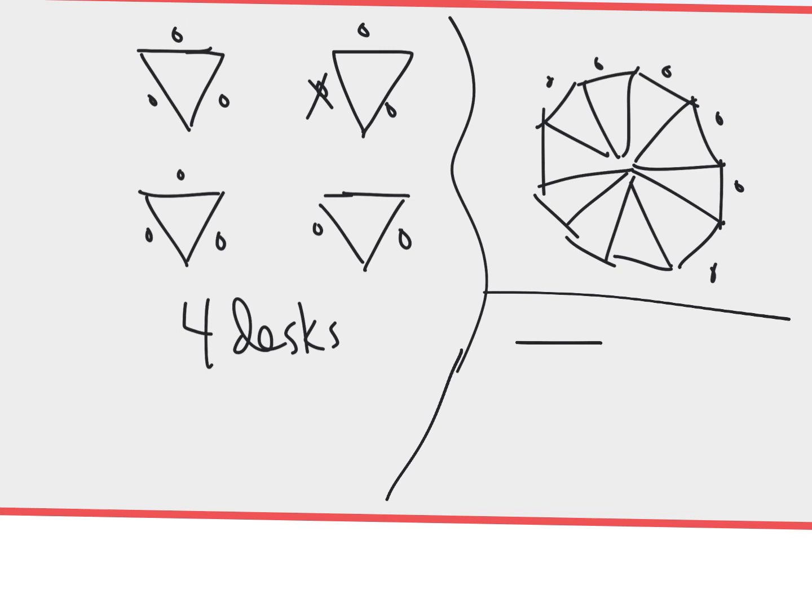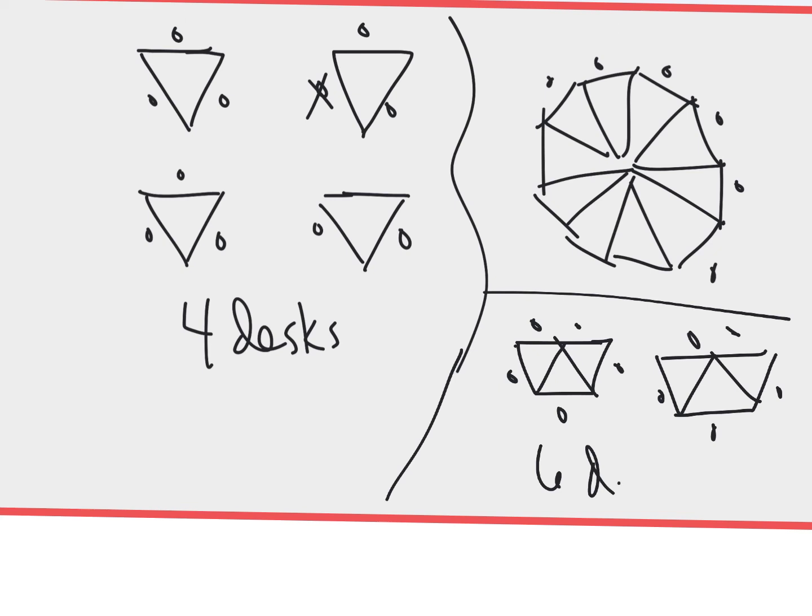And then another thing we could do would be we could make something like this. You could actually get 5 people around that, and then if you do one more of those, that would give you another 5. So you could get that with 6 desks. So lots of different arrangements that we could do.